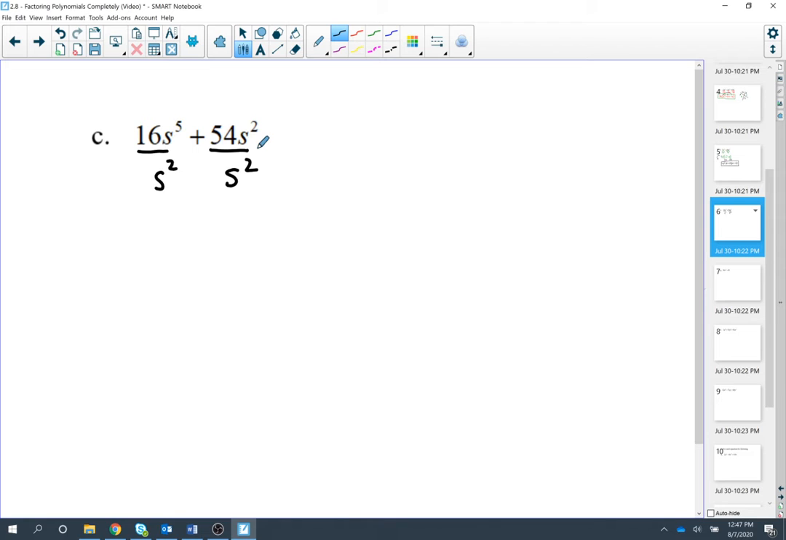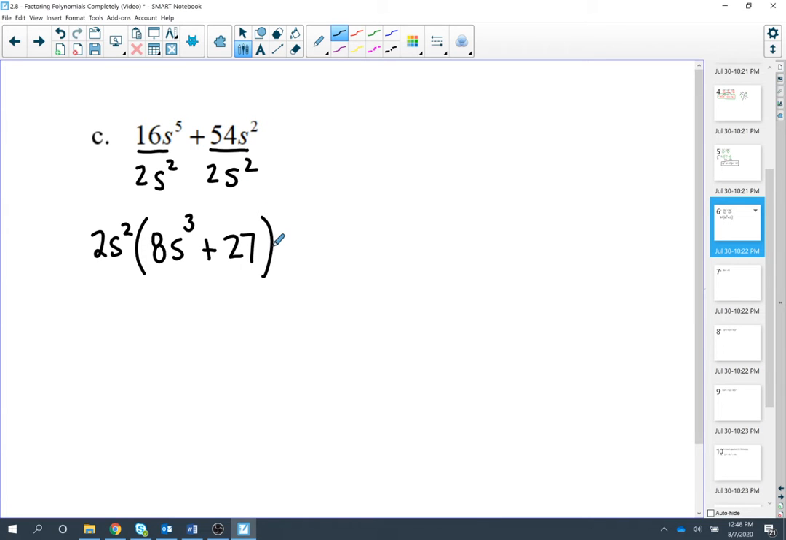So I'm going to start with something I know, and I'm going to say, okay, well, that's a 16, that's a 54, that ends in a 6, that ends in a 4. So I know I can at least get a 2. So I'm going to take out a 2 and see what's left over and see if I can go further than that. So 2s squared. If I divide 16 by 2, that's going to give me 8s to the third, because I had 5 and I take away 2, plus 54 divided by 2 is 27. And then I'm getting rid of the s's.